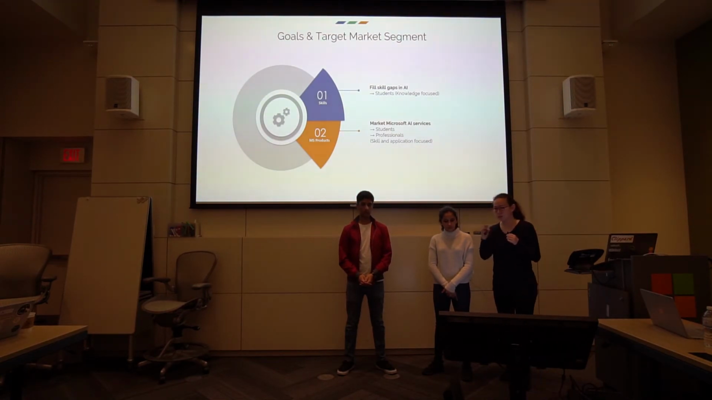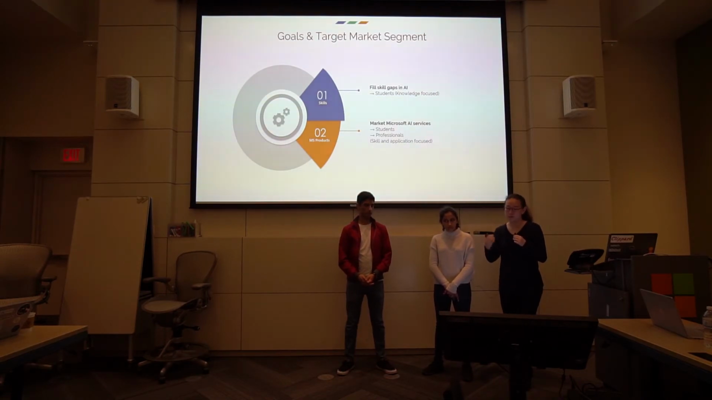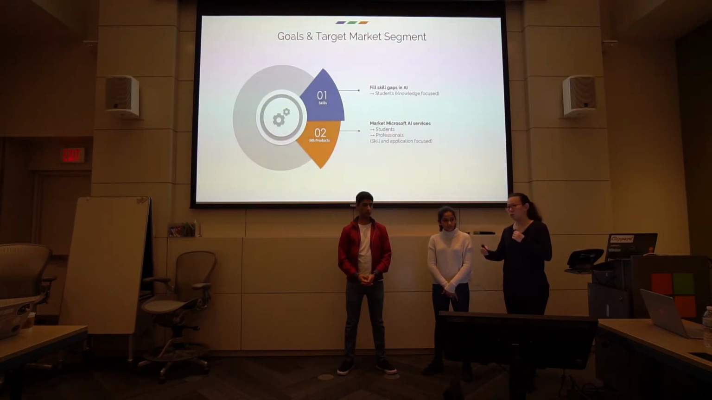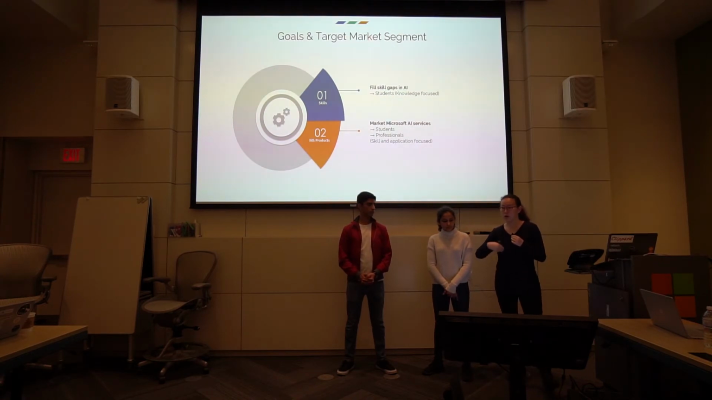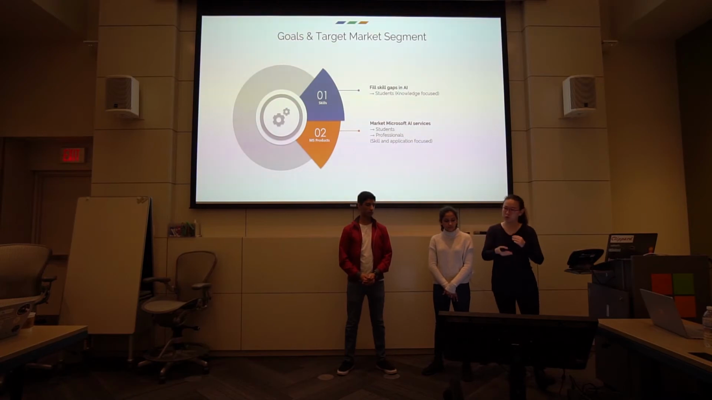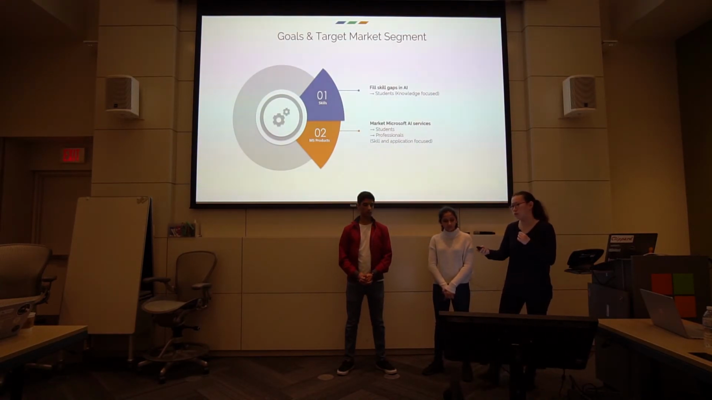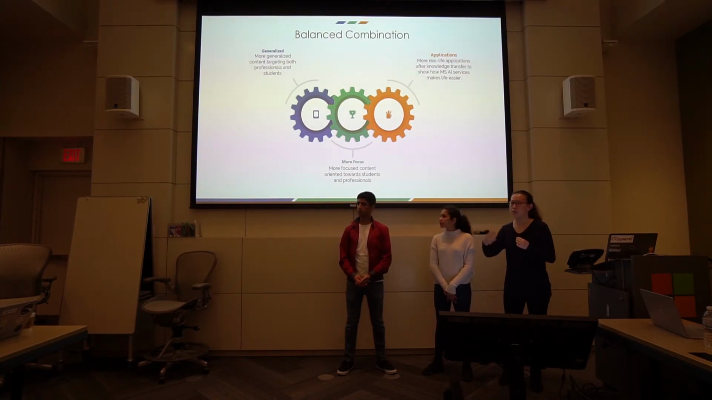So I read some news articles online, and from what I understand, I think there are 2 goals. The first one is to fill the skill gaps in AI. So I think that's more student-oriented. So that would be more knowledge-focused on the knowledge transfer process. And the second one would be to market Microsoft's AI platforms, and that would be both for students and professionals. So that would be more skills and application focused, which would be rather different from the knowledge transfer process. So we need to find a balanced combination of both.